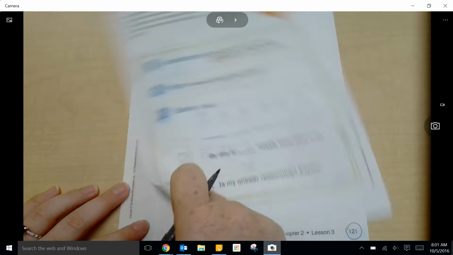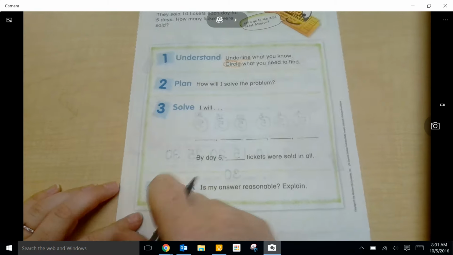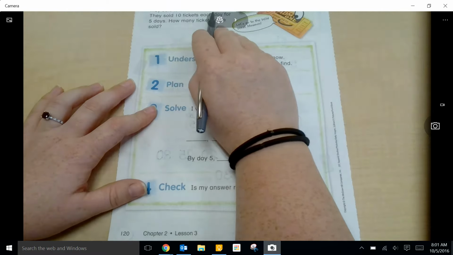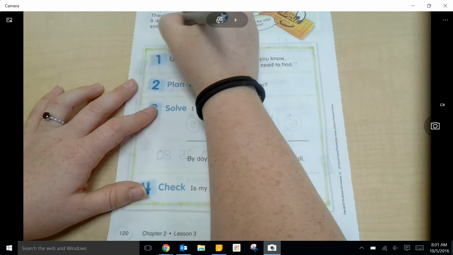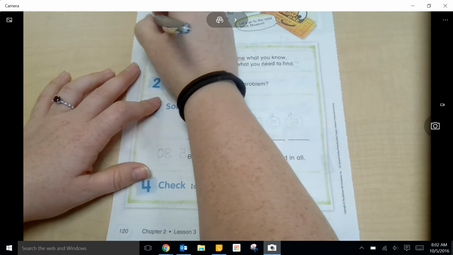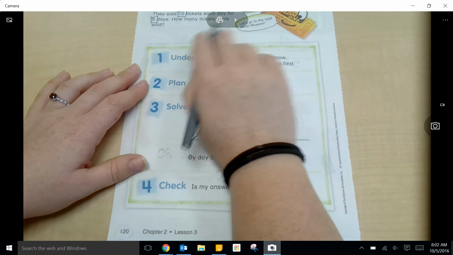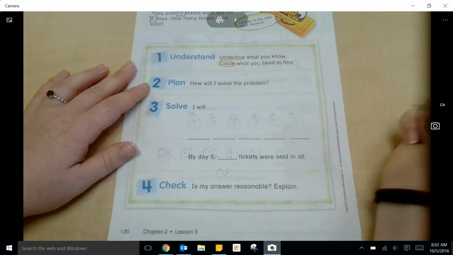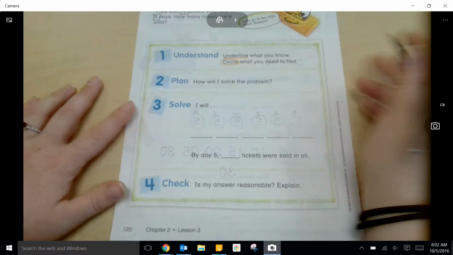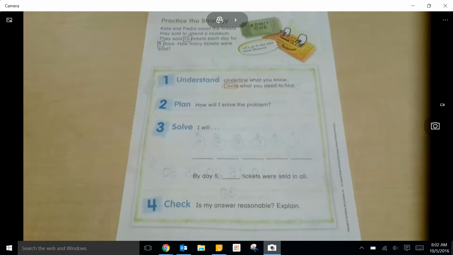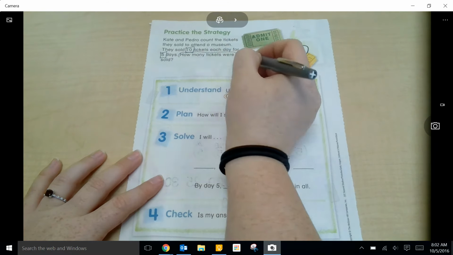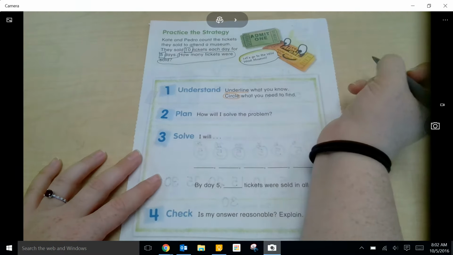Turn the page. It says, on this page, Kate and Pedro count the tickets they sold to attend a museum. They sold 10 tickets each day for 5 days. How many tickets were sold? So you're going to count by tens because it's 10 tickets. And you have to count by tens how many times. Oh, you can't see what I'm doing. There we go. How many tickets were sold?